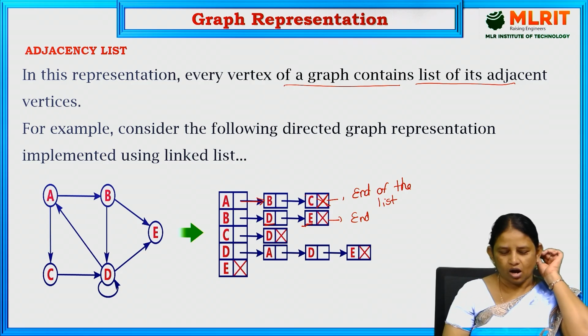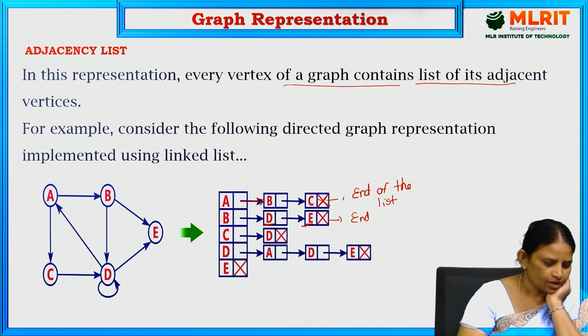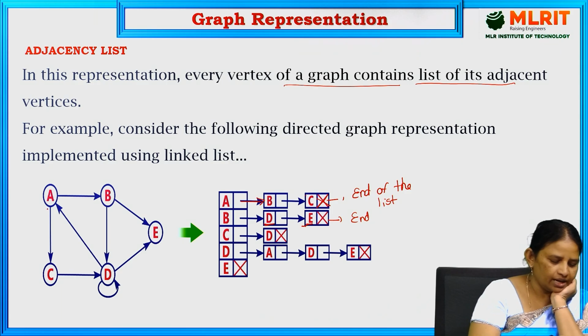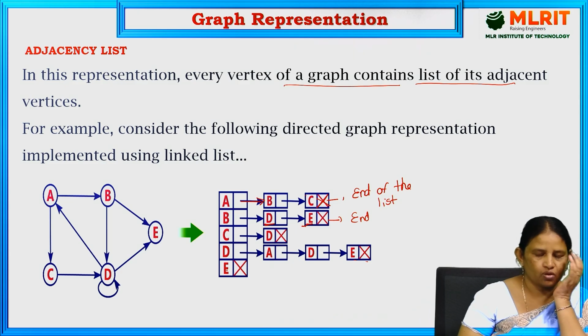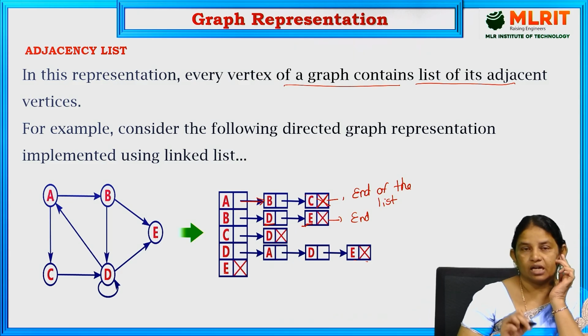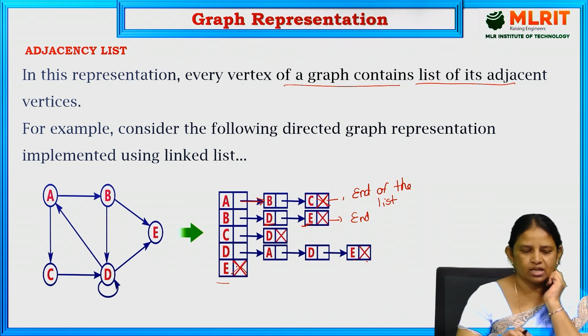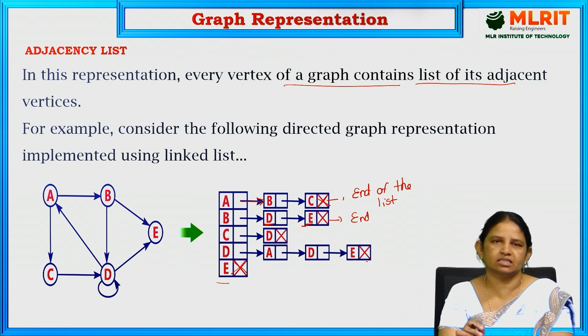Next, consider D. The adjacent vertices of D are A and E. Next, for E, there is no adjacent vertex. That is the end of the list. This is called an adjacency list representation.